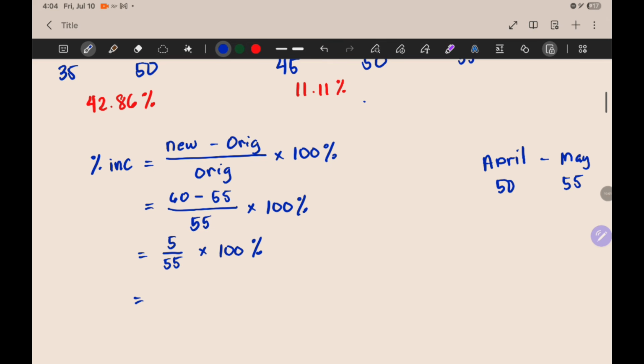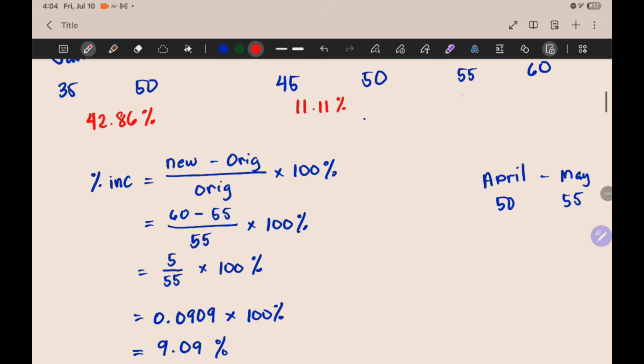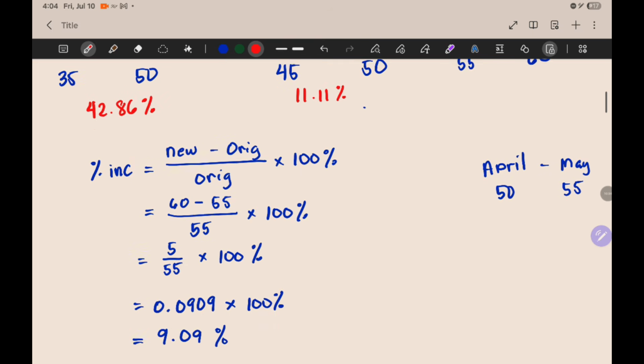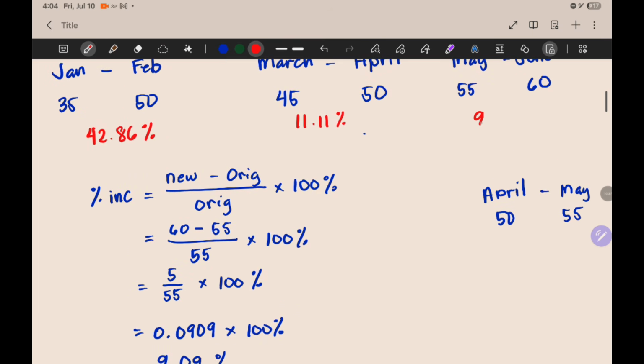So, what is 5 divided by 55? So, that is 0.09090909. So, again, dun lang tayo, hanggang 4 decimal places. So, that is 0.0909 times 100%. So, multiply natin. So, we have 9.09%. Or, pag ni-round off natin yan, pwedeng 9% na lang. So, nung month ng May to June, ang percentage increase natin is 9.09%.